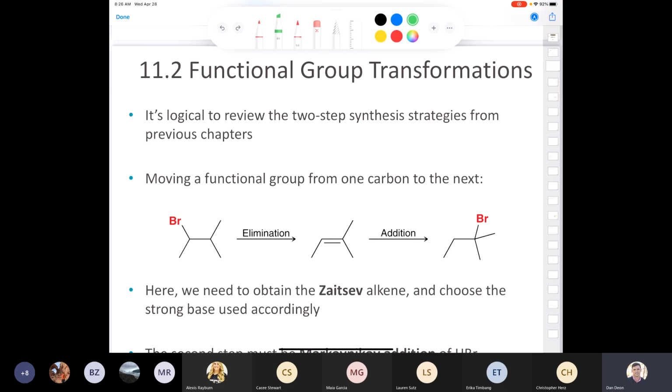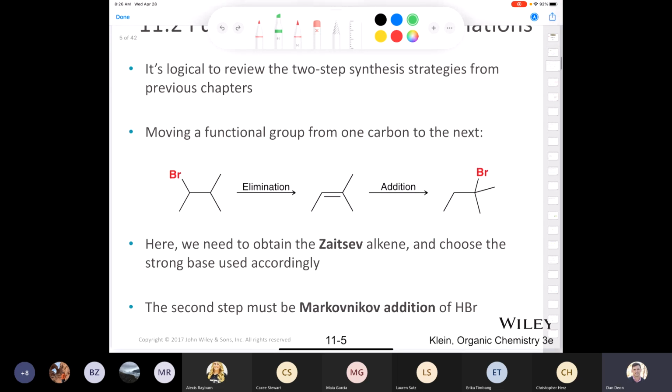We could do an elimination reaction to form the Zaitsev alkene. So this is the Zaitsev alkene. I'll just put Zait like that. If you were to treat this with potassium t-butoxide, you get the Hofmann alkene. Anyhow, if we want to make the Zaitsev alkene, what would we use? Something like maybe sodium ethoxide or sodium methoxide. Then we want to do a Markovnikov addition of HBr across the double bond in that Zaitsev alkene.